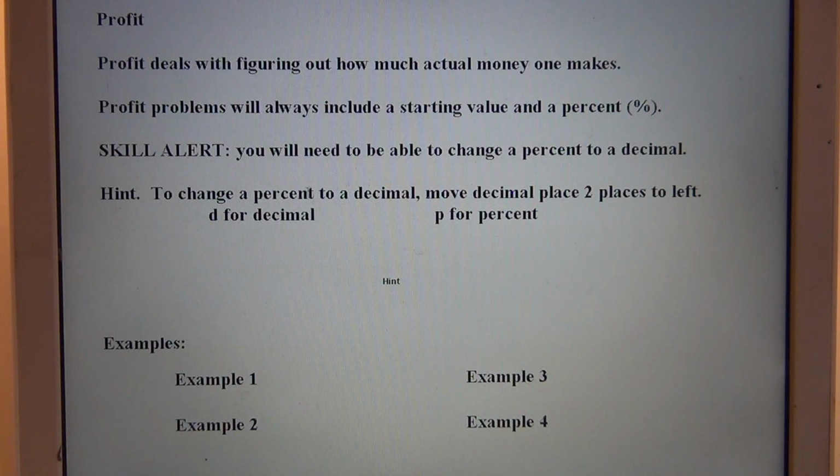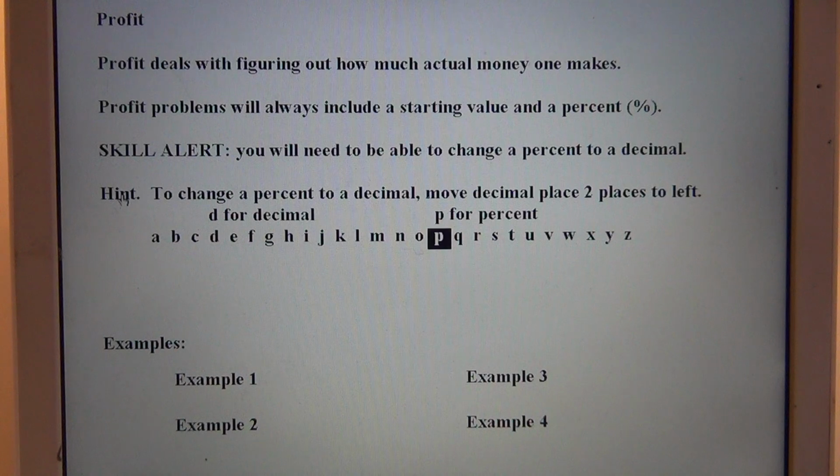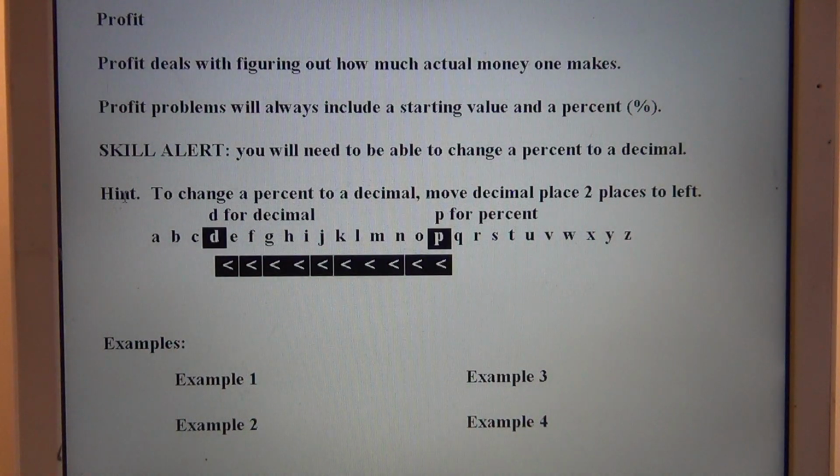To change a percent to a decimal, you move the decimal place 2 places to the left. And here's a tip I use to remember that. I'm going to be changing a percent to a decimal. Well, I have the alphabet here. Now, the letter P, which percent begins with, comes after the letter D, which decimal begins with. So if I want to change a percent to a decimal, or a P to a D, I have to move to the left. And I move 2 places to the left. So that's how I remember it.